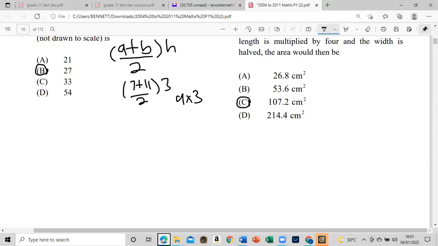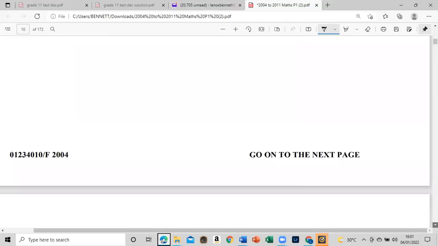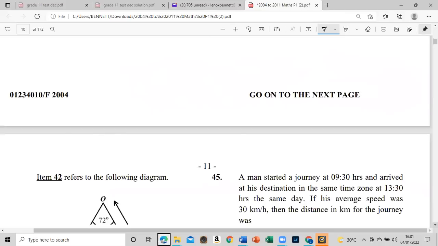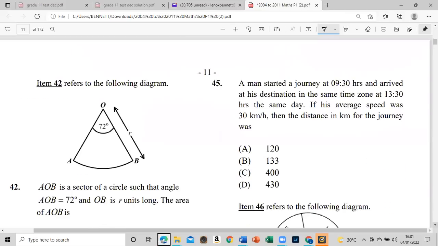All of that, you just have to double it, no matter what. 4 divided by 2.